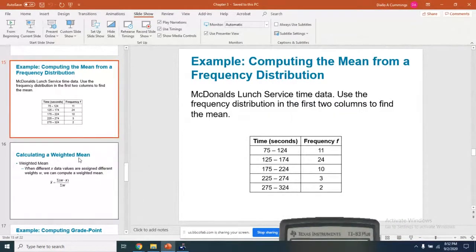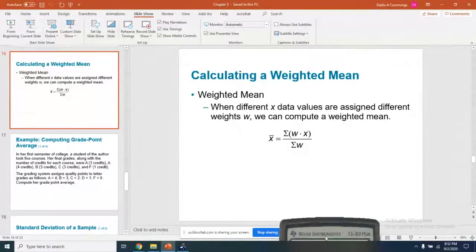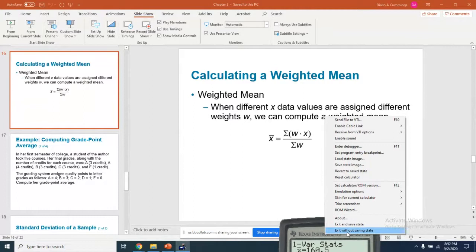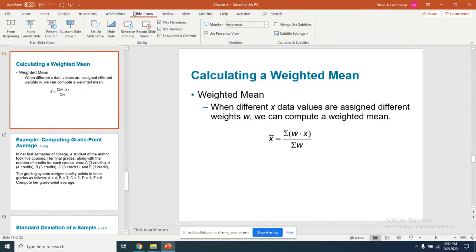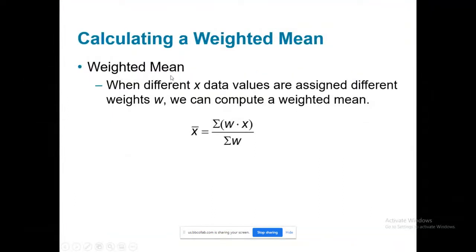Okay. All right, next we'll talk about a weighted mean. A weighted mean is when you have different data values that are assigned different weights, and that's called a weighted mean. When you calculate a GPA, you calculate a GPA by using this weighted mean. It says that x bar, which again is the mean, is equal to the summation of w times x, where w is your weight and x is your data value, divided by the summation of w, which would be adding up all of your weights.